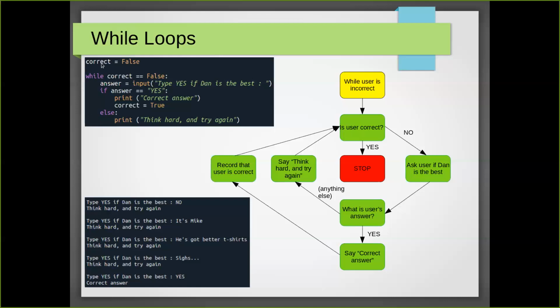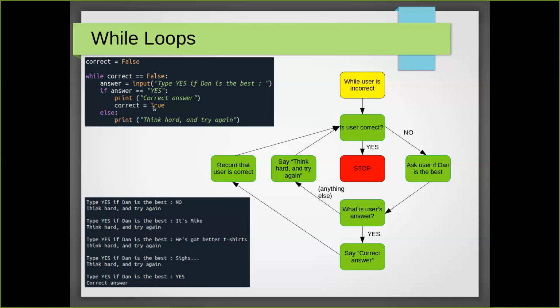So here I've got a variable that I've called correct, a Boolean variable that stores the value false. And then here I say while correct is strictly equal to false, which is going to be right from the off. Then I'm going to get an input from the user, type yes if Dan is the best. I'm going to store that in a variable called answer. And then I'm going to use an if statement to check what their response was. So if the value stored in answer is yes, then I will print the correct answer. And then I will set correct to true.